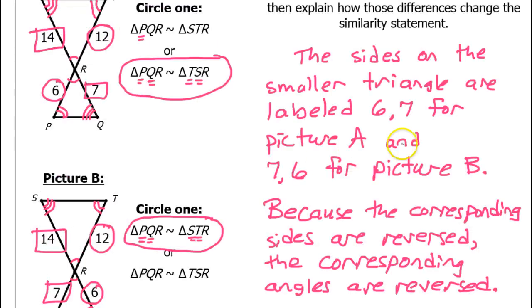So I could describe this by saying the sides on the smaller triangle are labeled 6, 7 for picture A and 7, 6 for picture B. Because the corresponding sides are reversed, the corresponding angles are reversed.